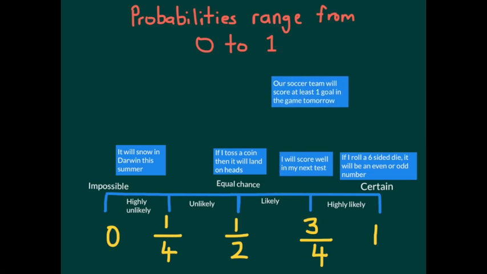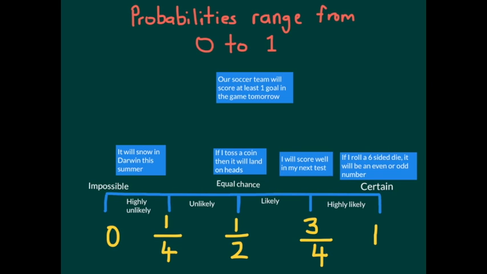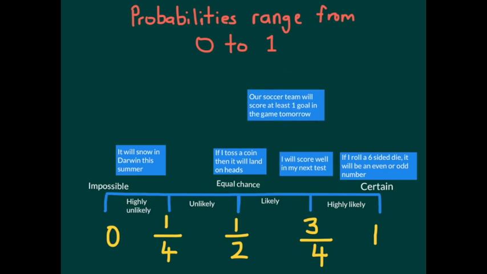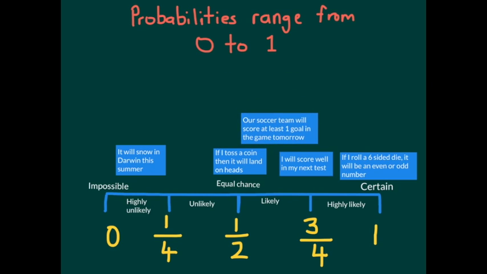Our soccer team will score at least 1 goal in the game tomorrow. Again, there's not too much extra information provided here, but generally we're thinking of a game of soccer and we're thinking that goals do get scored. So I'd say if it's a reasonably decent team, well, let's say it is reasonably likely that there will be at least 1 goal scored in the game tomorrow.